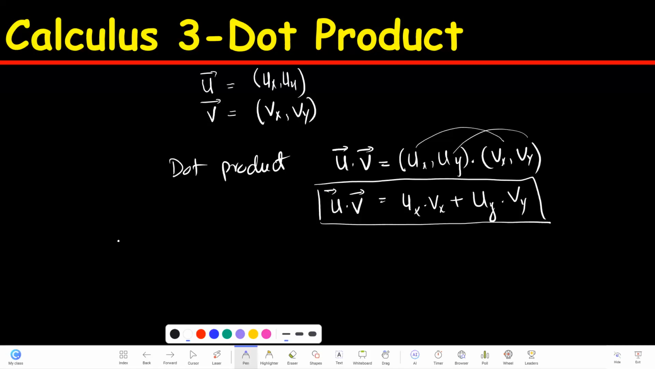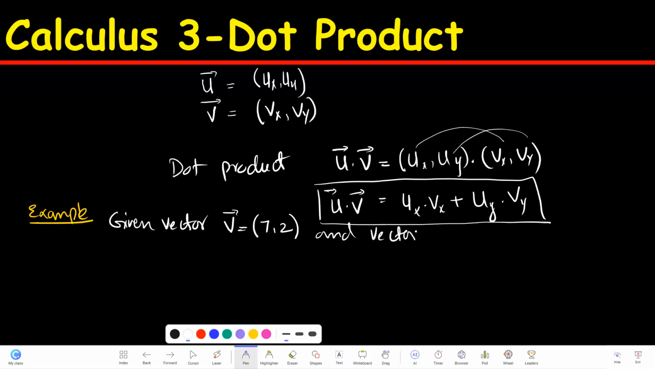Let's take a look at another example. Okay, I'm going to do the example here. Given vector v, I'm going to give some values, 7 and 2. And the vector u is 3 comma 6. Find v dot u.